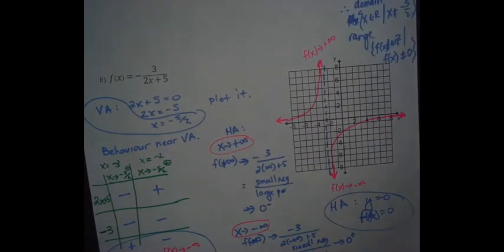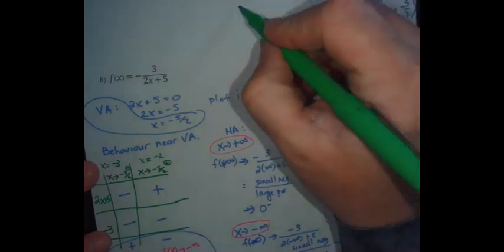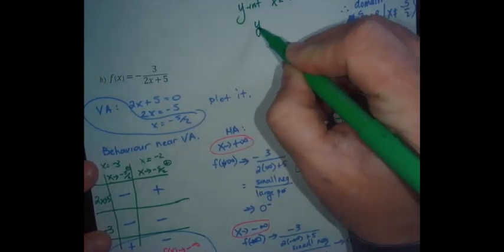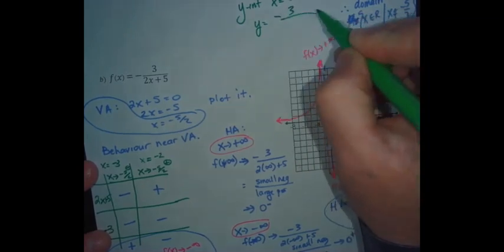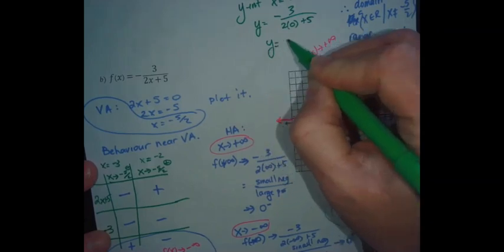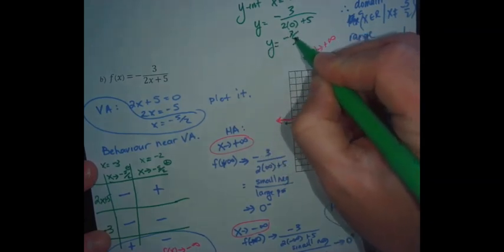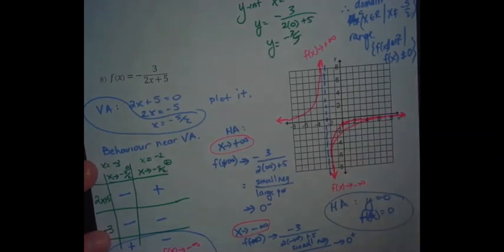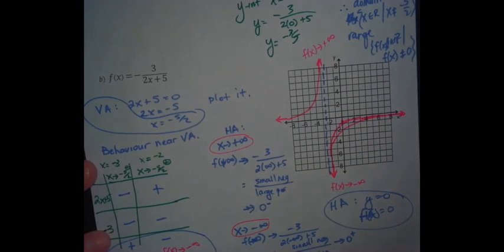All right, we could do a quick check on the y-intercept. Negative 3 over 2 times 0 plus 5, so negative 3/5. Now, maybe I should make my graph go up a little bit more like that. But that's how I can do that.